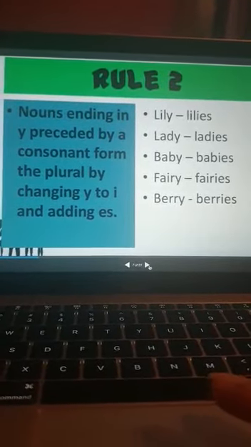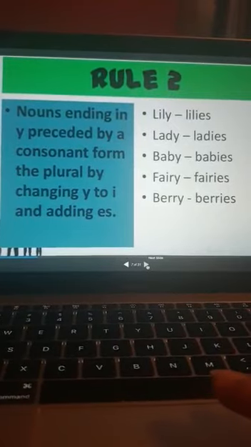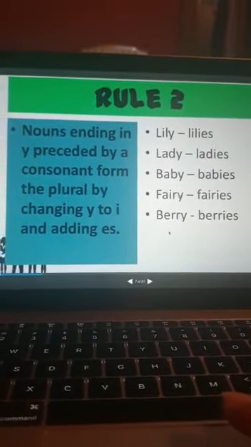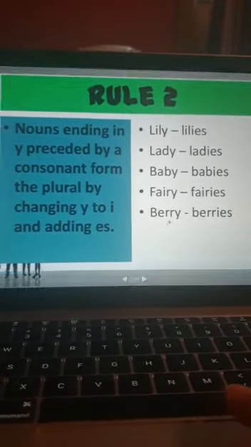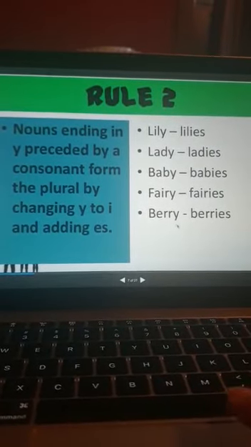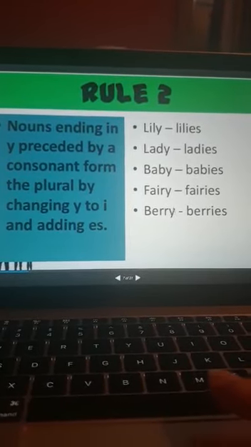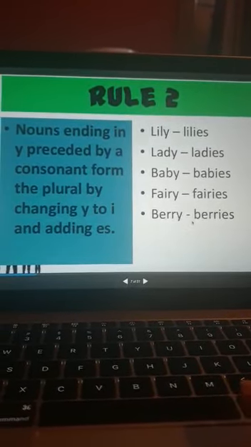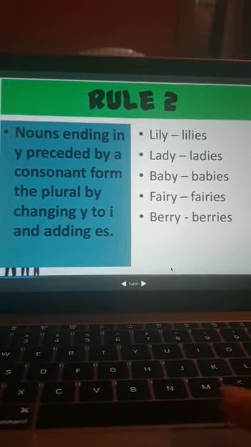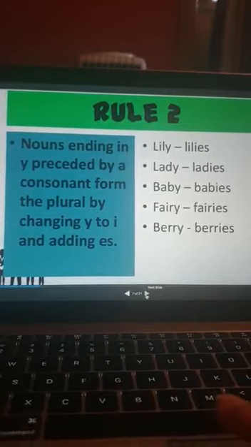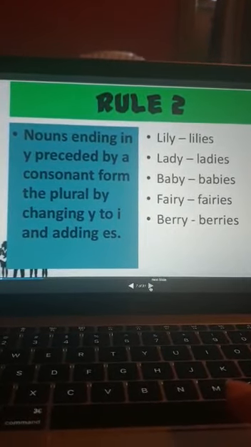But remember, English is such a language where some words do not accept these rules. So we have got some exceptions. There can be some examples where it will be, for instance, berrys. But berry becomes berries, and there are exceptions where not all words follow the rules. So those words are called exceptions.